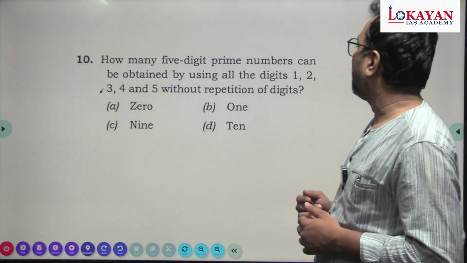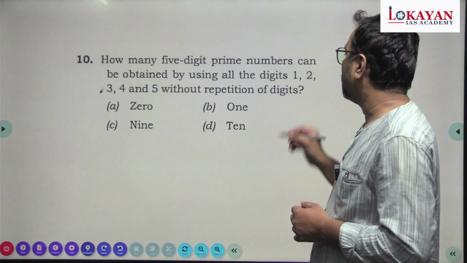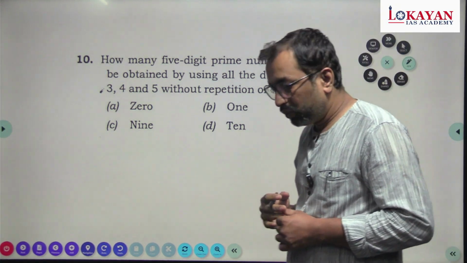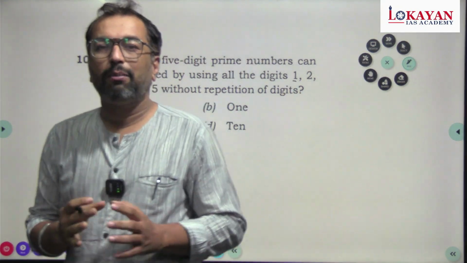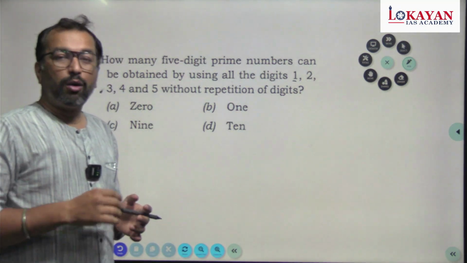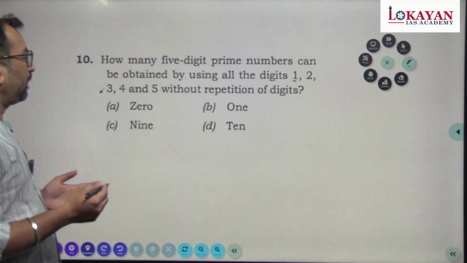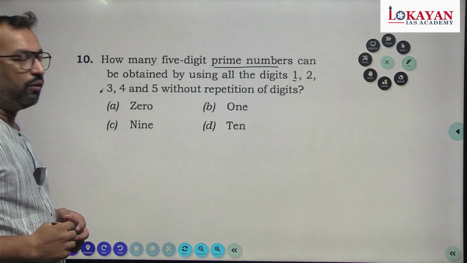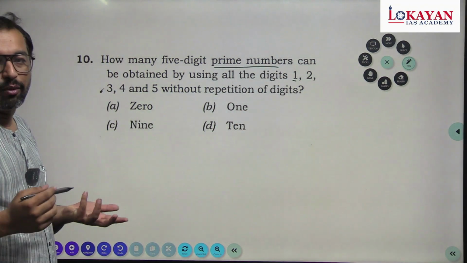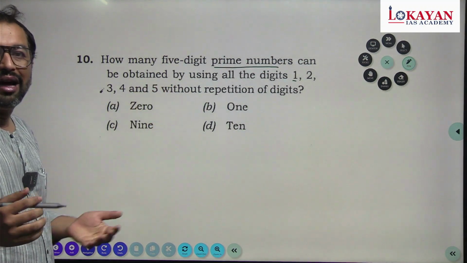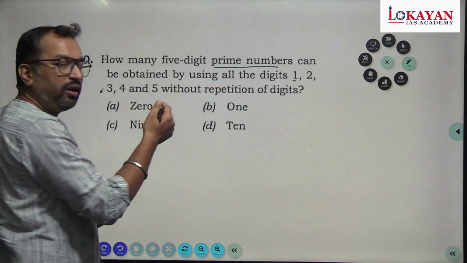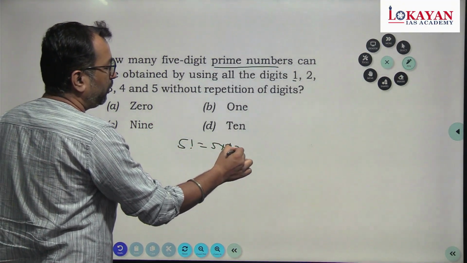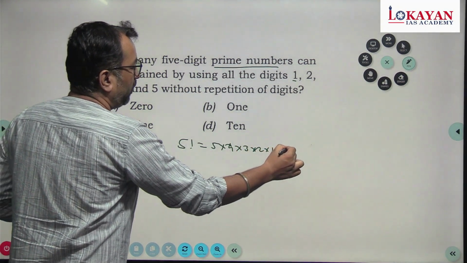How many 5-digit prime numbers can be obtained by using all the digits 1, 2, 3, 4 and 5 without repetition of digits? Now, this example can be from permutation and combination also, because if this condition hadn't been given, and you were asked how many 5-digit numbers are possible using 1, 2, 3, 4 and 5, then the answer would have been, if there are 5 distinct digits, 5 factorial, right? So 5 into 4 into 3 into 2 into 1, that is 120.